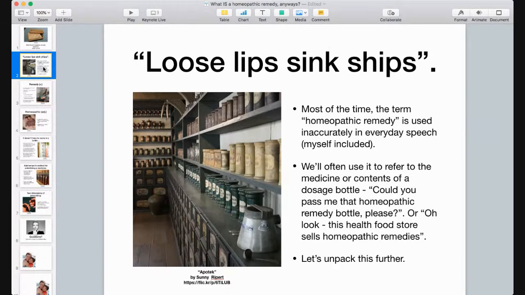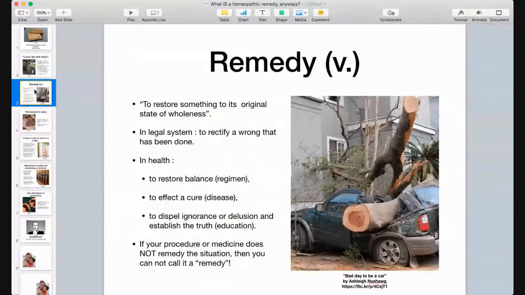But in a more specific scientific context, when we really want to understand the philosophical context of Heilkunst, we're going to need to unpack this a little further and get more clear and more accurate about how we use words in certain contexts and what they actually mean. So let's start with the definition of the word remedy. A very basic definition I have here is to restore something to its original state of wholeness.